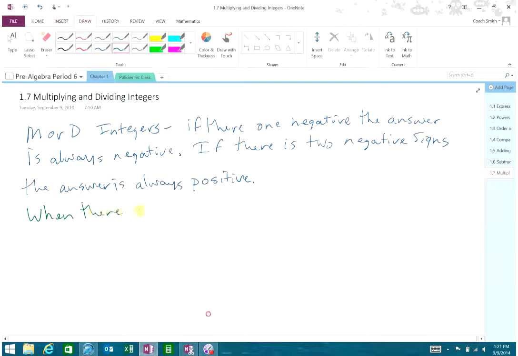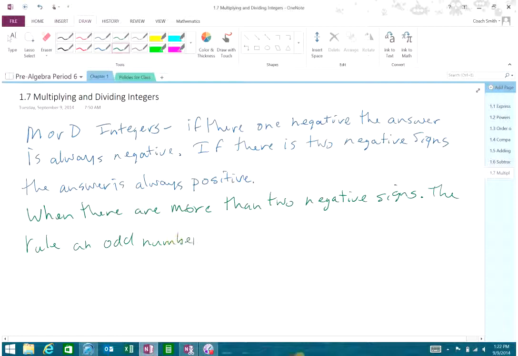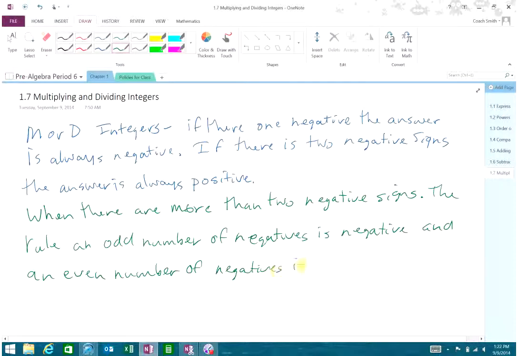Now, when there are more than two negative signs, the rule is an odd number of negatives is negative, and an even number of negatives is positive.